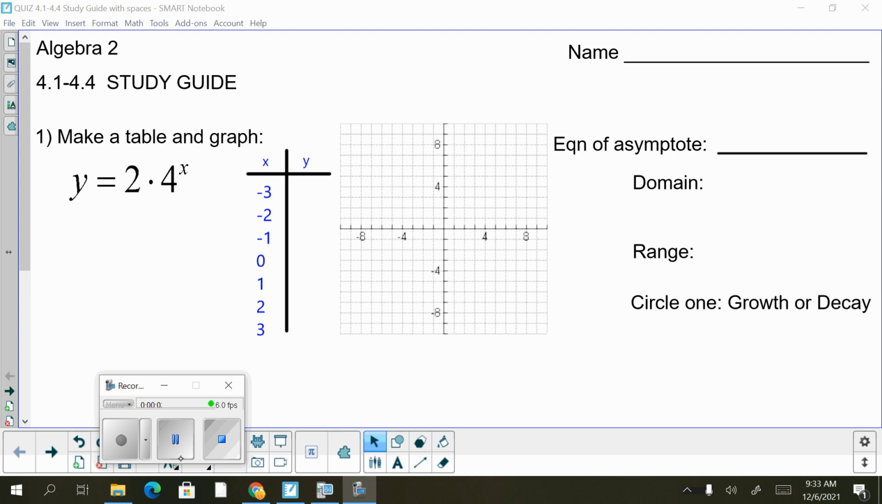What is Math Scholars? It's our 4.1 to 4.4 study guide. Now this quiz is on Polaris. You wouldn't be drawing any graphs on paper, but you'd have to be answering questions about these graphs.